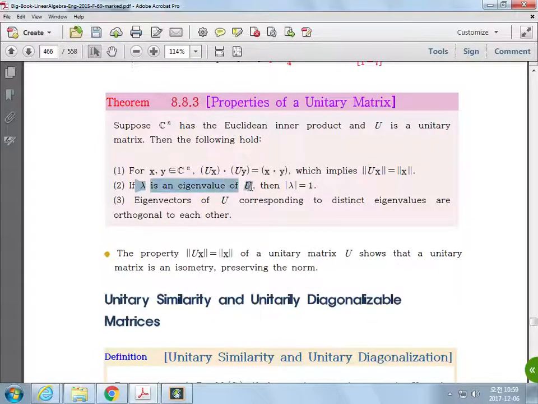Next, if lambda is an eigenvalue, then its modulus, the magnitude, is equal to just 1. All the eigenvalues are on the unit circle.